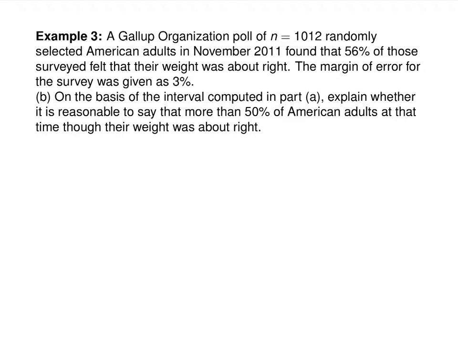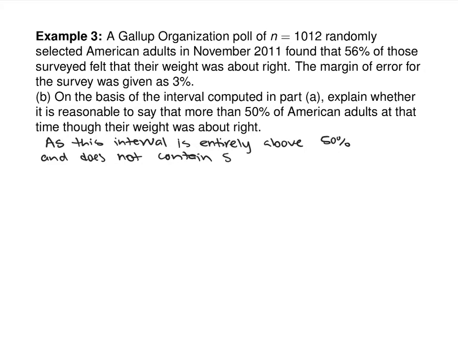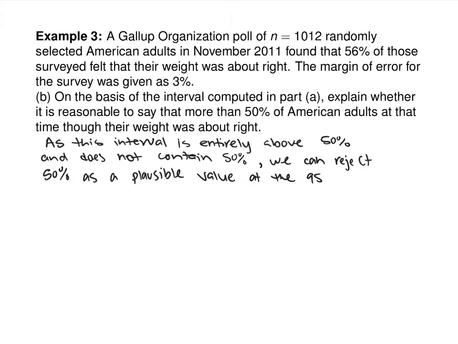On the basis of the confidence interval you computed in Part A, explain whether it's reasonable to say that more than 50% of American adults at that time thought their weight was about right. So notice that this interval is entirely above 50% and doesn't contain 50%. So as this interval is entirely above 50% and does not contain 50%, we can reject 50% as a plausible value at the 95% confidence level.